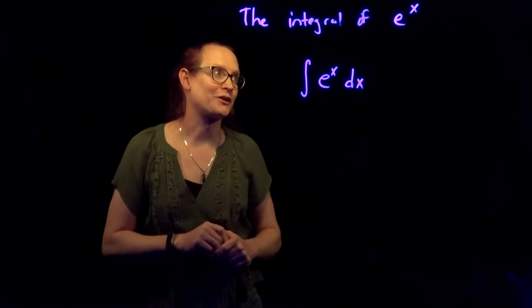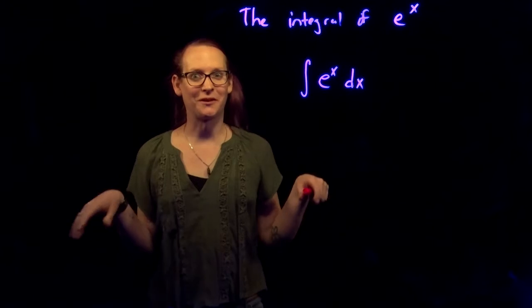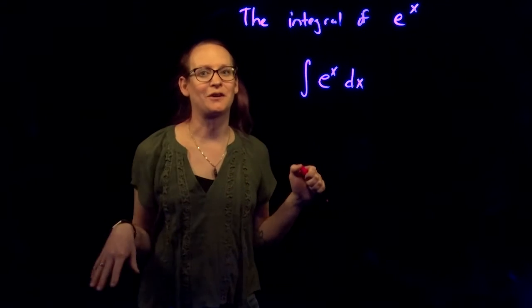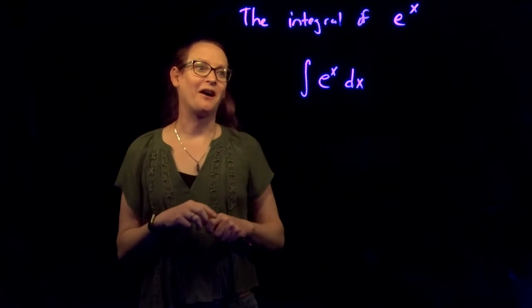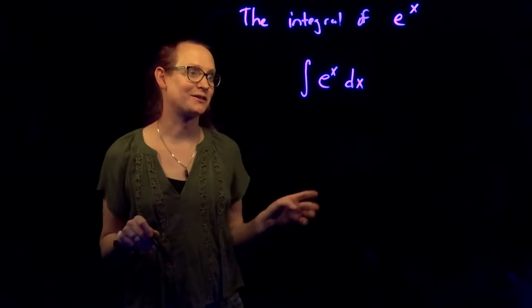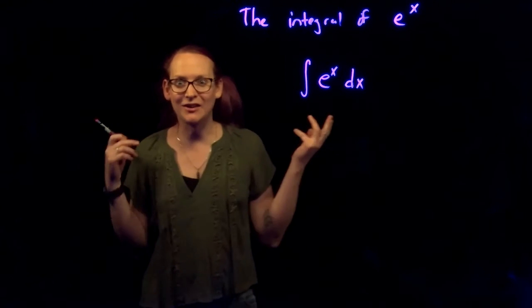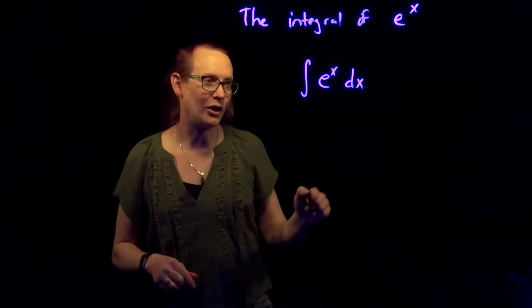It's one of two functions that are their own derivatives. They're zero, kind of the silly function, or e to the x. Oh my gosh, it's so cool. The derivative of e to the x is itself, e to the x. Oh, that is so cool.